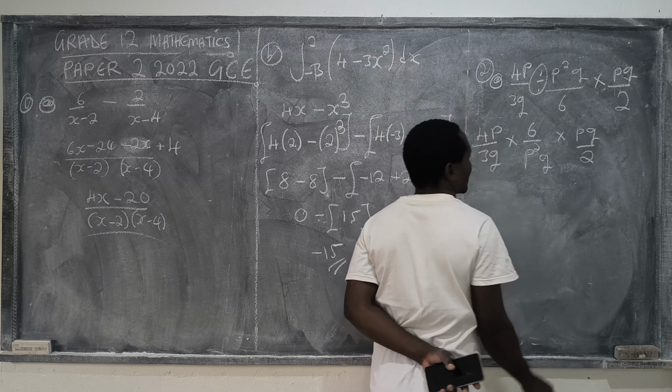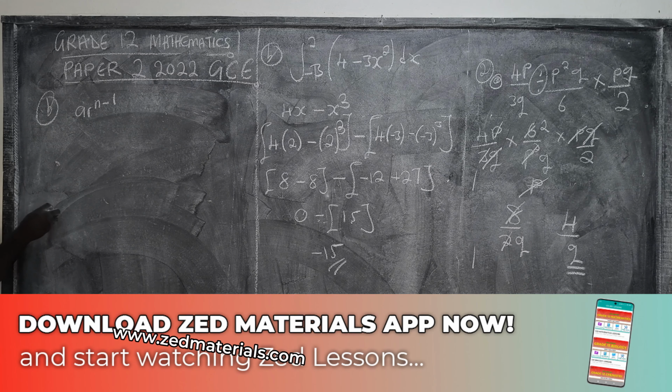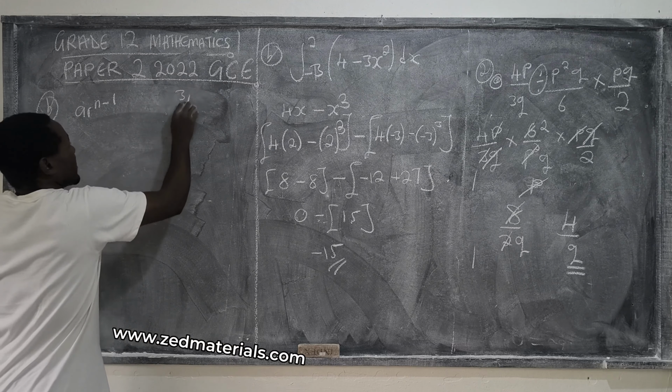2B, they are saying the first 3 terms of the GP are 3, 6, and 12. Find the nth term. So how do we find the nth term? We said it is ar to the power n minus 1. This is GP. The Z material explains this under sequences and series, geometrical progression. So they are saying it is 3, 6, 12. What is our a? It is 3, open bracket, the common ratio is 2, close, to the power n minus 1. You have your answer there.